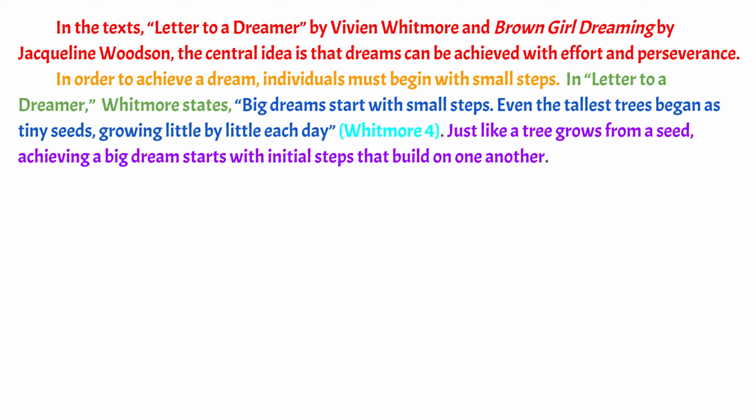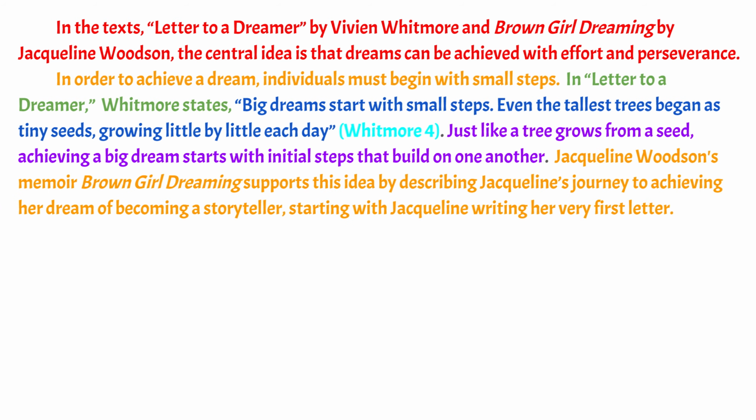I can transition this a lot of ways, but here's how I did it on my end. And notice this is a longer context. We just talked about this, that Brown Girl Dreaming is a memoir. So we are going to have plot that we have to set up. So it says here, "Jacqueline Woodson's memoir, Brown Girl Dreaming, supports this idea by describing Jacqueline's journey to achieving her dream of becoming a storyteller, starting with Jacqueline writing her very first letter."